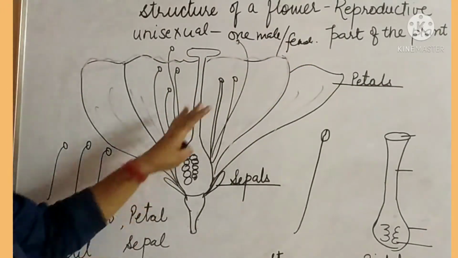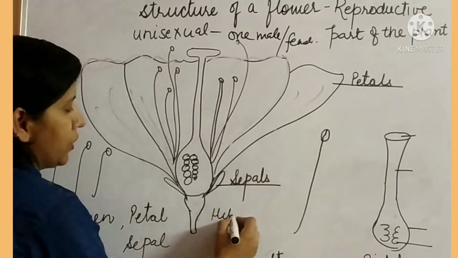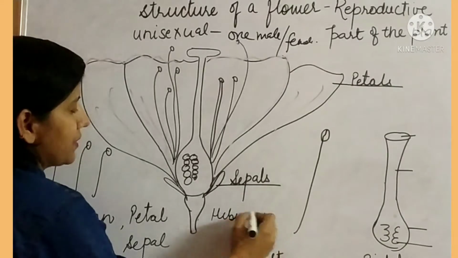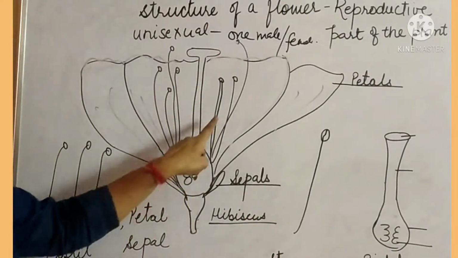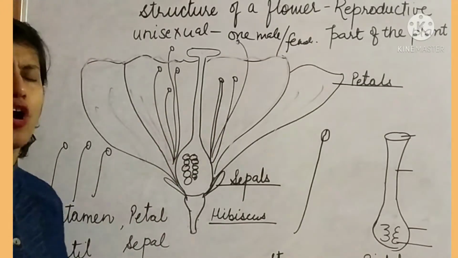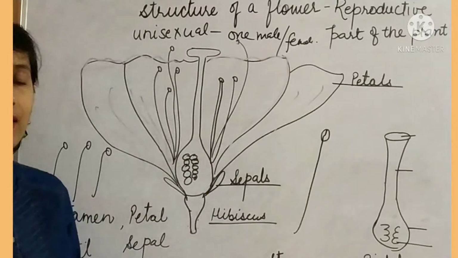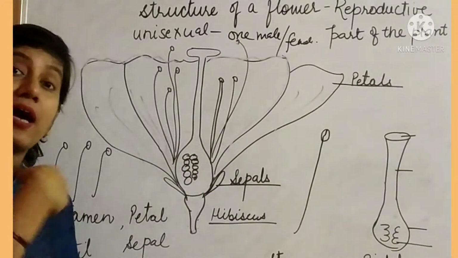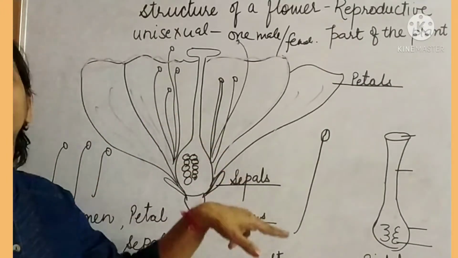Okay. If both are present, like I have made the flower of hibiscus. This is hibiscus, children. Okay. Hibiscus means China rose. So in this, both are present. Female is present and male is also present. That's a very common flower in which you can see both. So what kind of flower is this? This type of flower is known as a bisexual flower. Bi means 2. Sexual means both genders are present.